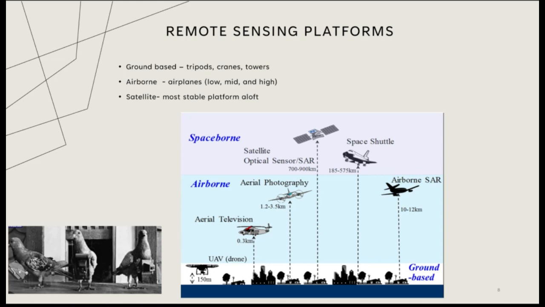More remote sensing platforms include pigeons starting in the mid 1800s, which carried mounted cameras and took some of the first aerial shots. And then other platforms include ground-based platforms and then satellites. So there's three main platforms: ground-based, airborne, which are airplanes and aircraft, and then satellites. Satellites are the most stable platform aloft, which is spaceborne. The first remote sensing satellite was launched in 1960 for meteorology purposes. Now, over 100 remote sensing satellites have been launched, and more are being launched every year.